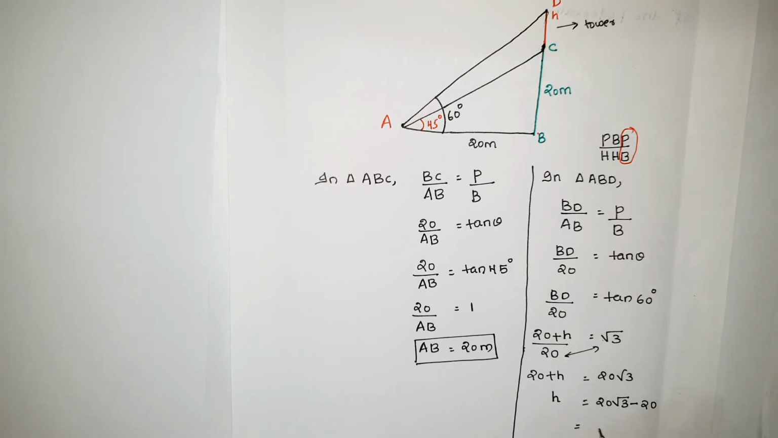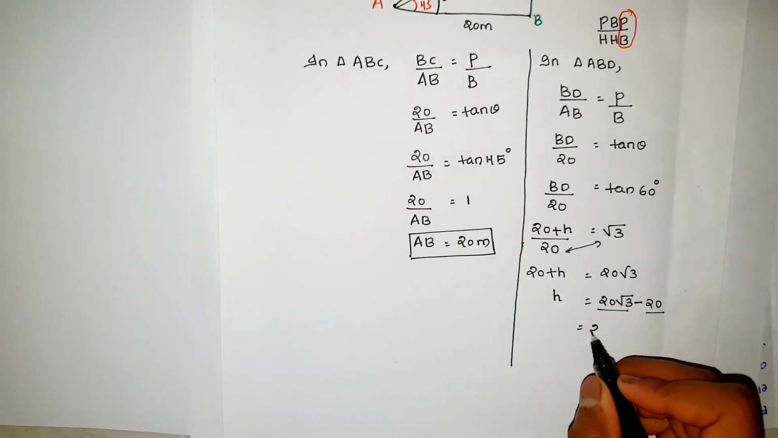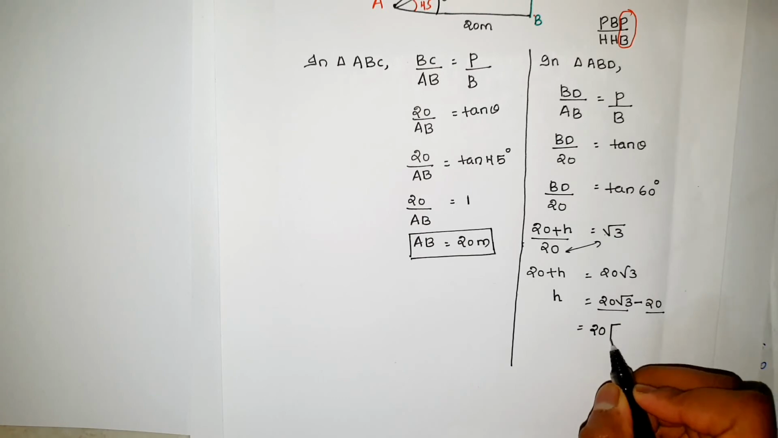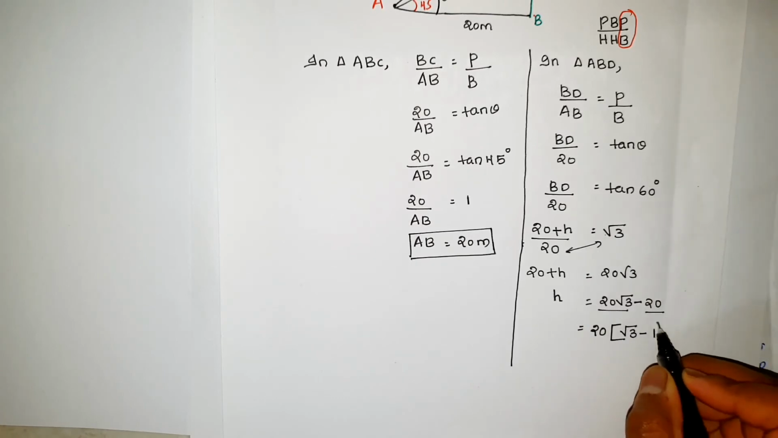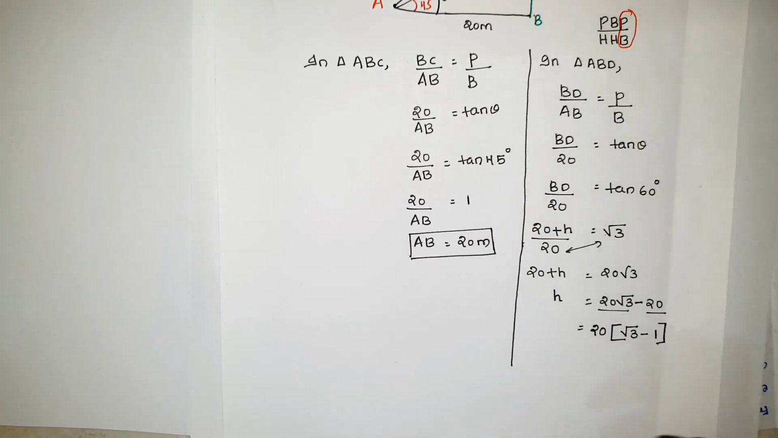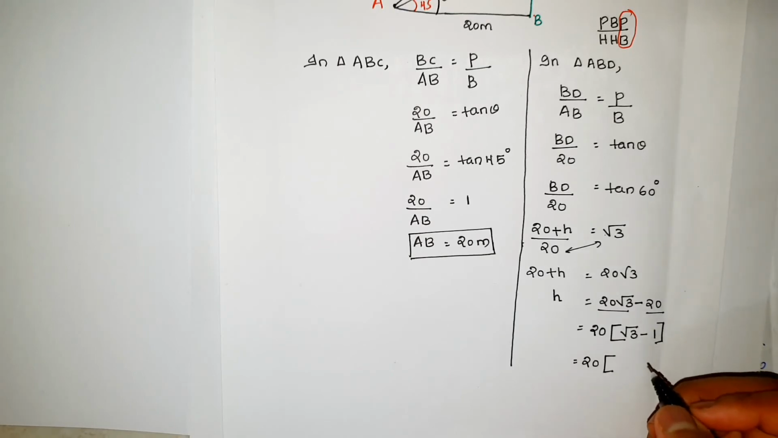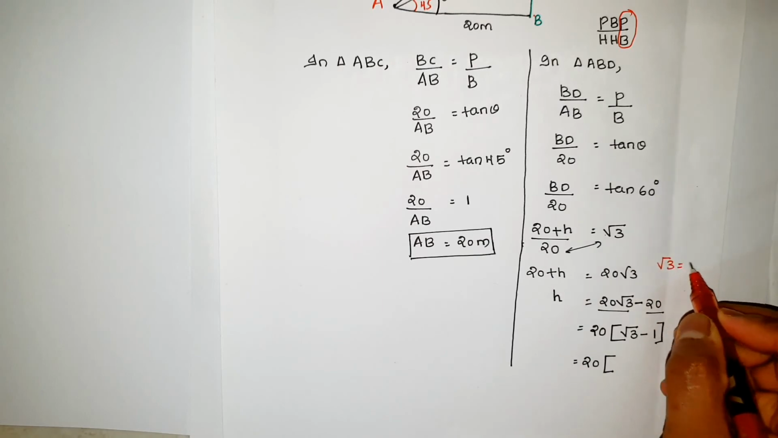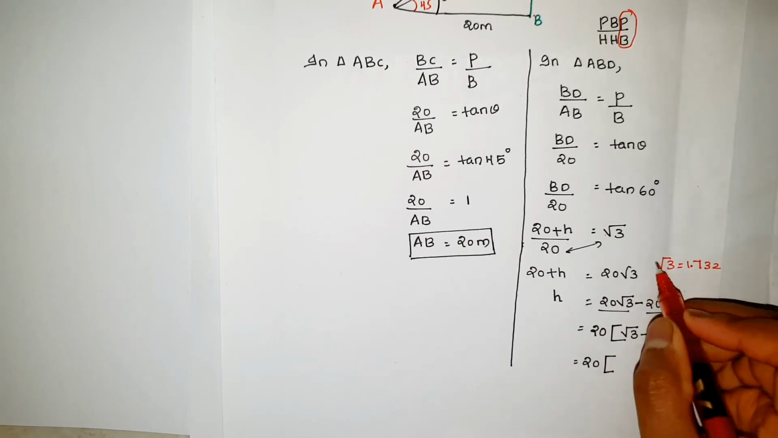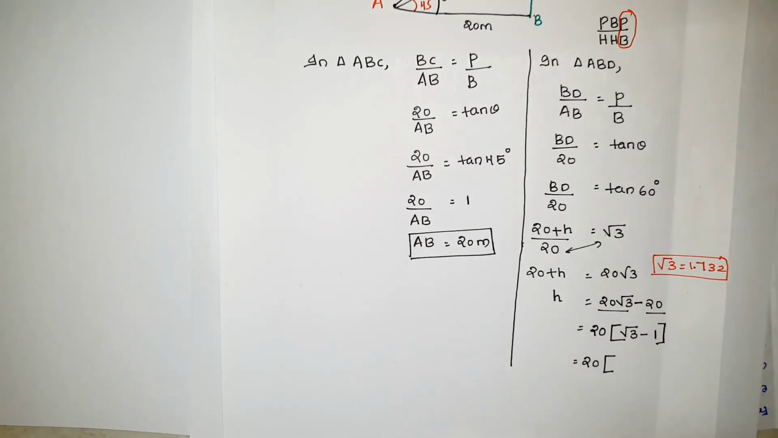Okay, so here what is common? 20 is common. Okay, students, here 20 is common here and here. So I am taking 20 outside. What is remaining here? Root 3, and here it is 1. Okay, so we know what is the value of root 3. The value of root 3 is 1.732. We can substitute the value of root 3 here.